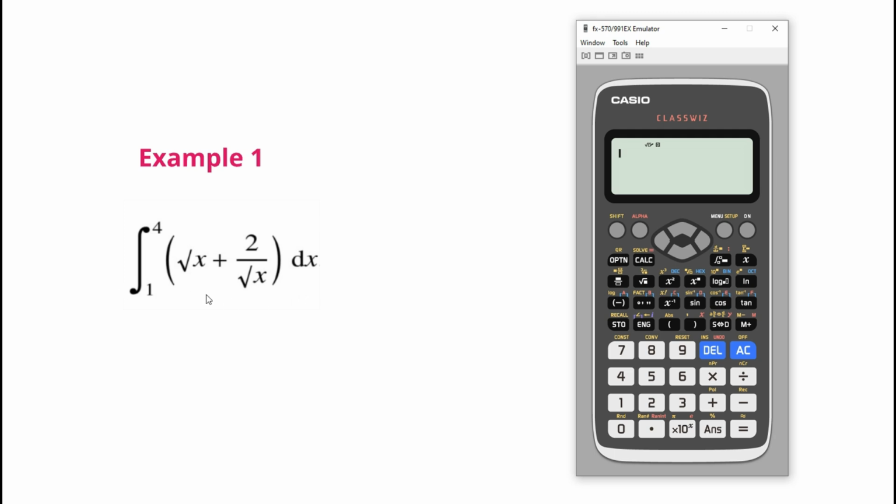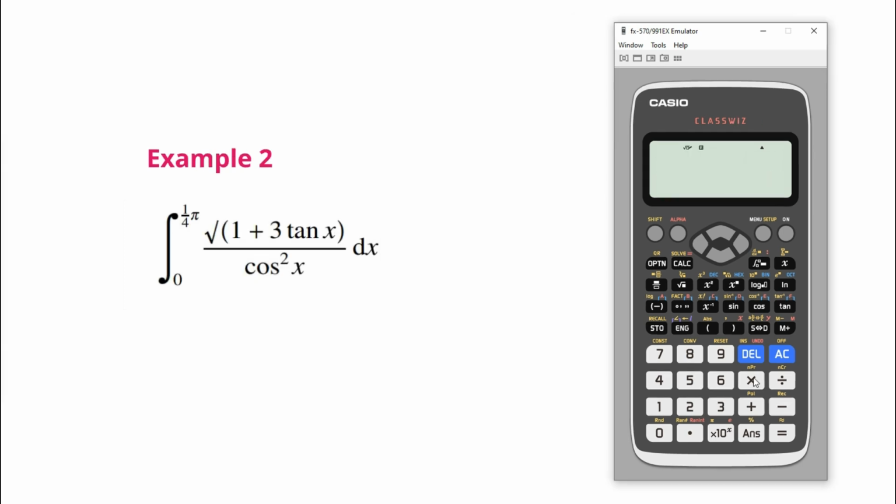Let's try putting this into the calculator. First select the integral by pressing the button just below the menu. Now enter the function in terms of x. Please note that you can enter the variable x by pressing the button at the corner. You don't need to select it from here by pressing the alpha. Now enter square root of x plus 2 over square root of x. Now enter the limits 1 and 4. Now press equals. Now here you have the solution for this integration.